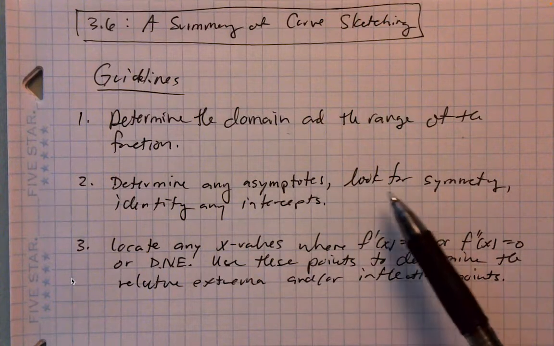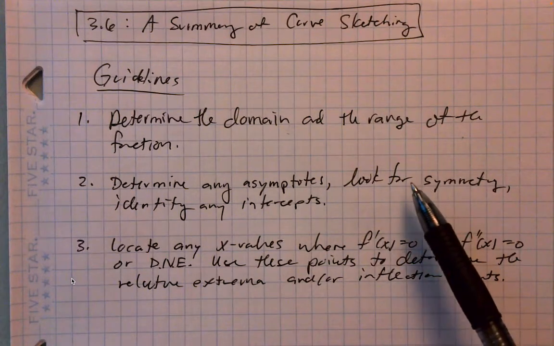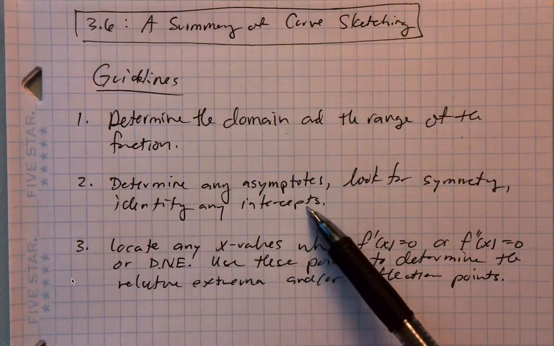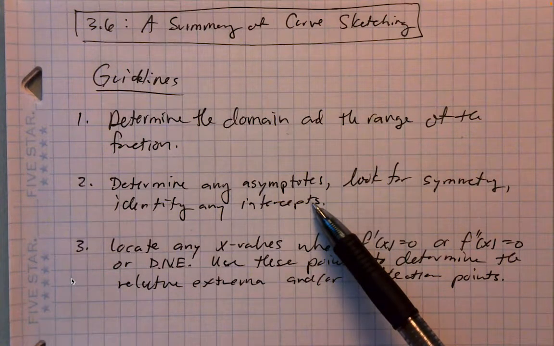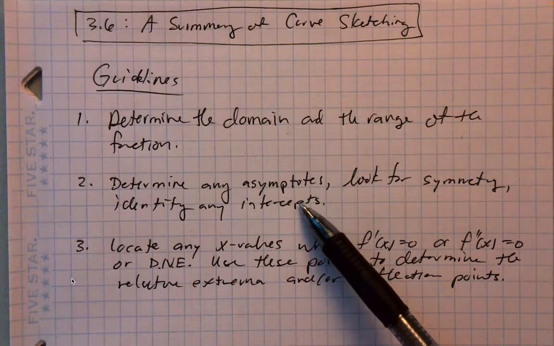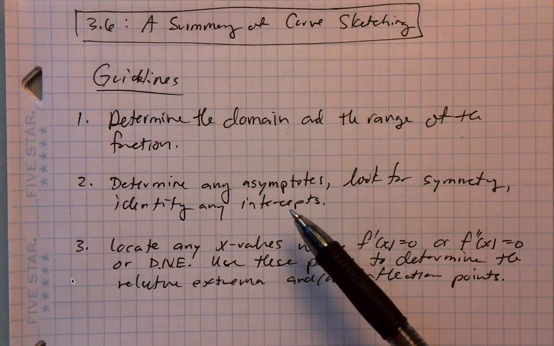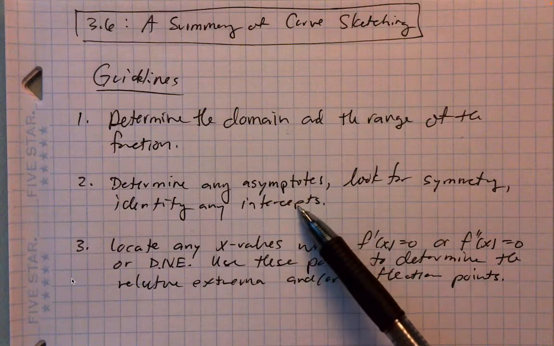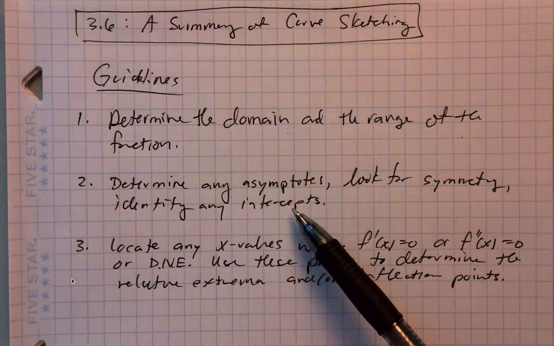Look for symmetry. If it's a quadratic equation, you know it's symmetric. And identify any intercepts. The y-intercept can always be gotten easily just by plugging in x equals 0. But then also look for any x-intercepts. For that, of course, you'll have to set the equation equal to 0 and solve for x. And sometimes that's easy to do. Sometimes it's not so easy to do.